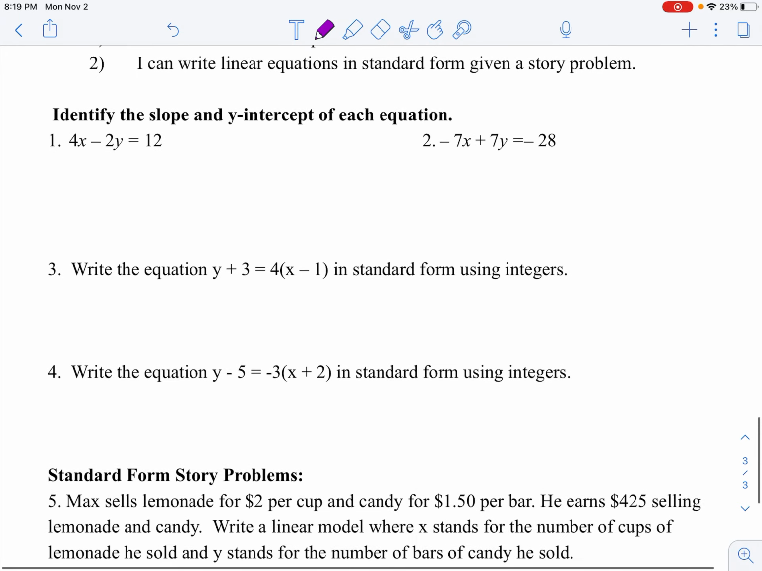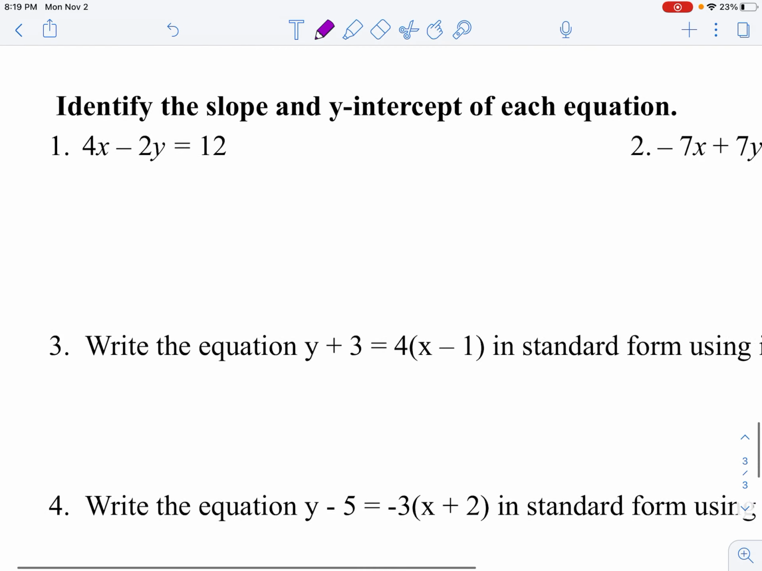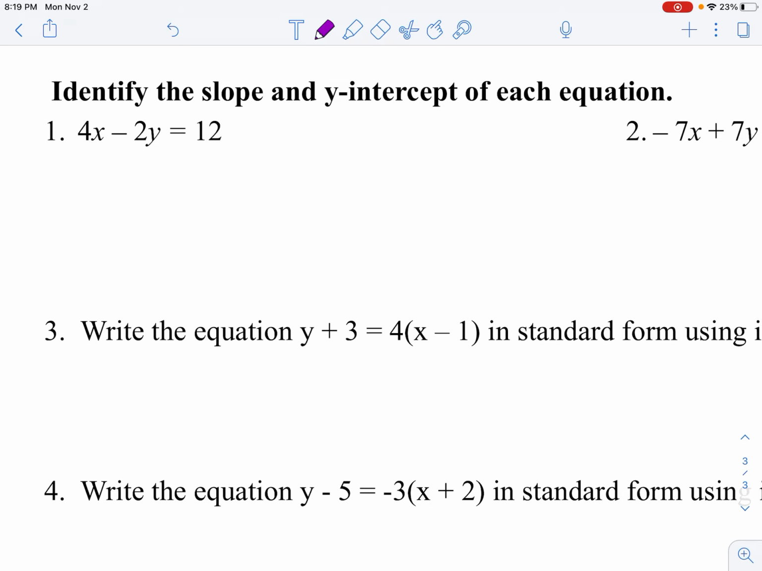We're going to continue graphing in standard form now. Identifying the slope and y-intercept of each equation. Now this one is not in slope-intercept form. If it was in slope-intercept form, we could do that really easily. This one is in standard form, so we actually can't figure this out right now.